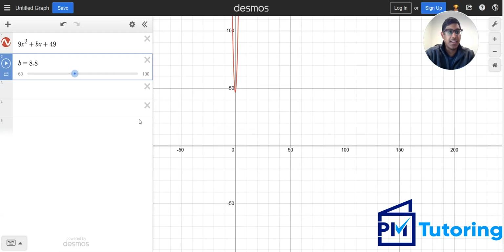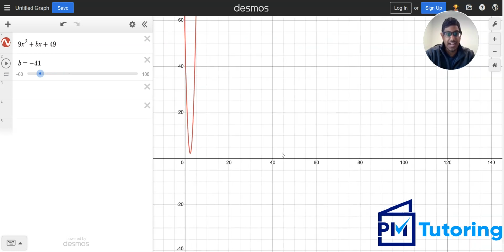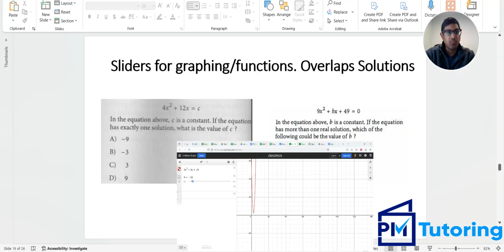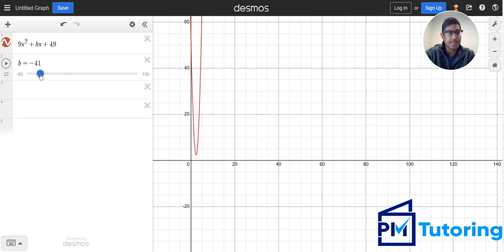We could try 7 and 21. So 7, nope. And then 21, nope, doesn't quite get there. But we could go the other way, and we see we're getting up. There's the point where it has more than one solution, right? And more than one solution means it intersects the x-axis more than once. So we can try 42 over here. So that's where it has one solution.